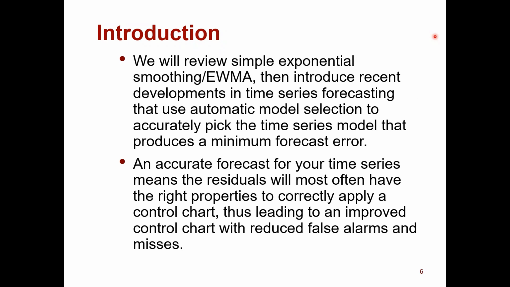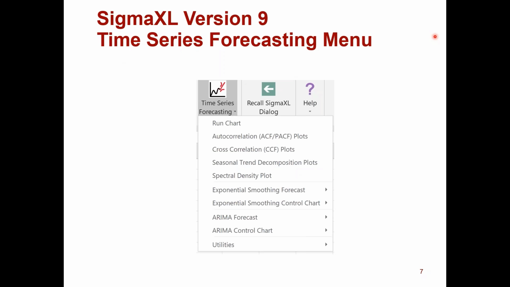So we'll review simple exponential smoothing, exponentially weighted moving average, and then look at recent developments in time series forecasting that use automatic model selection to accurately pick the time series model that produces a minimum forecast error. An accurate forecast for your time series means that the residuals will most often have the right properties to correctly apply a control chart, thus leading to an improved control chart with reduced false alarms and misses.